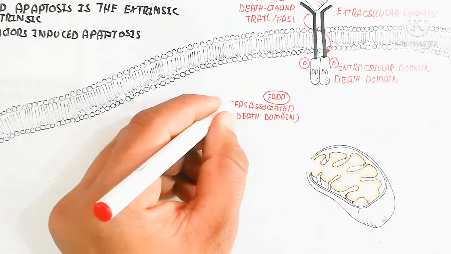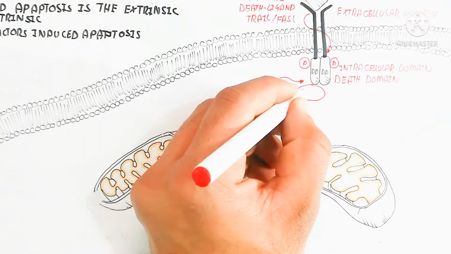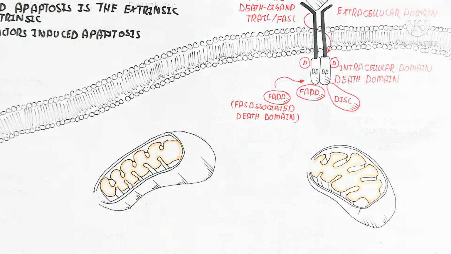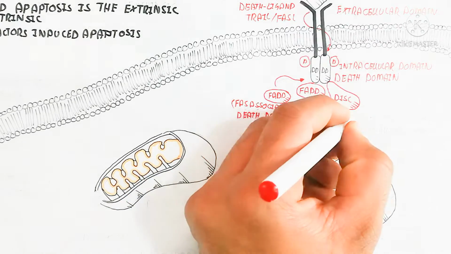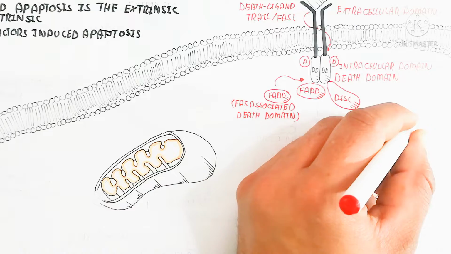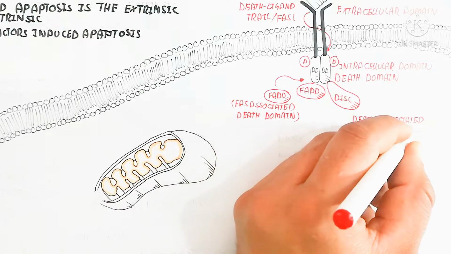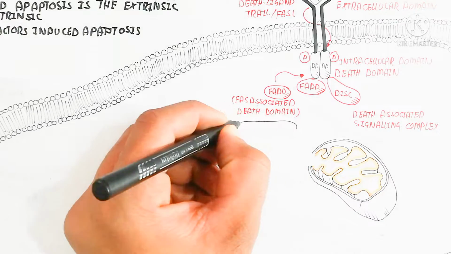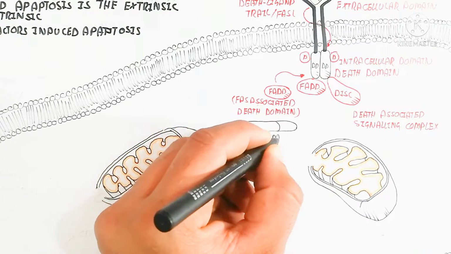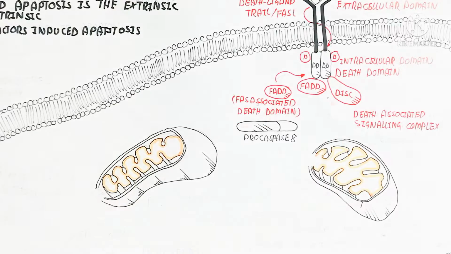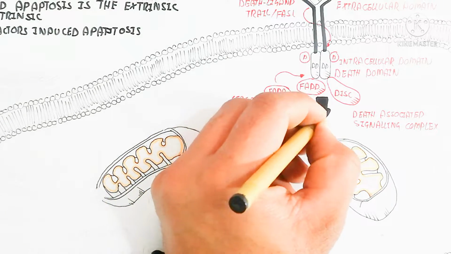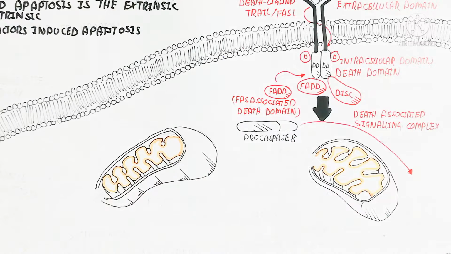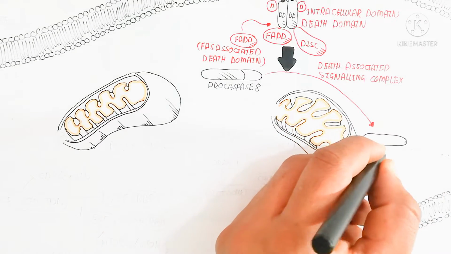This Fas-associated death domain will bind with the intracellular death domain. In this way, the DISC, the death-inducing signaling complex, also binds. This binds together to give a signal to activate procaspase 8. This procaspase 8 activation produces activated caspase 8 after cleavage by the protease enzyme, and there are a lot of things.